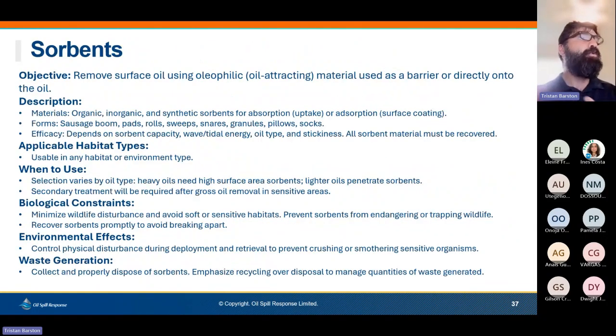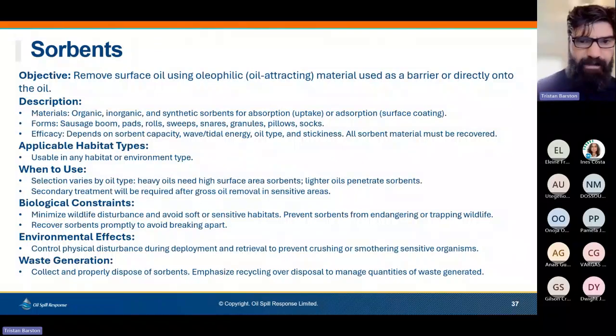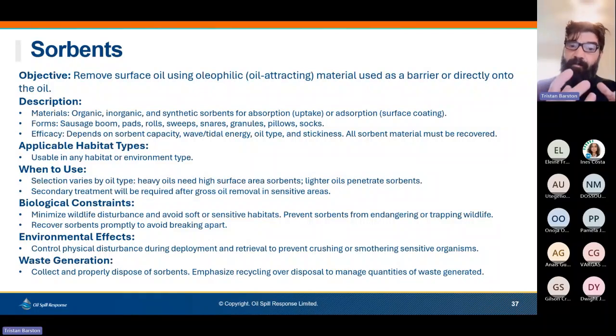Then the next one that we have is sorbent material. I'm sure everybody's aware of sorbent material. Again, a very, very good first strike response method. It does say there that when to use, the selection varies by oil type. Heavy oils need high surface area sorbents, lighter oils penetrate sorbents. As I'm sure you're all aware, sorbent materials act like a sponge. So they soak in the product. So they're very good on the lighter products. An important point to note, though, is if the product that you're recovering is flammable, even when it's absorbed into sorbent material, it remains flammable.